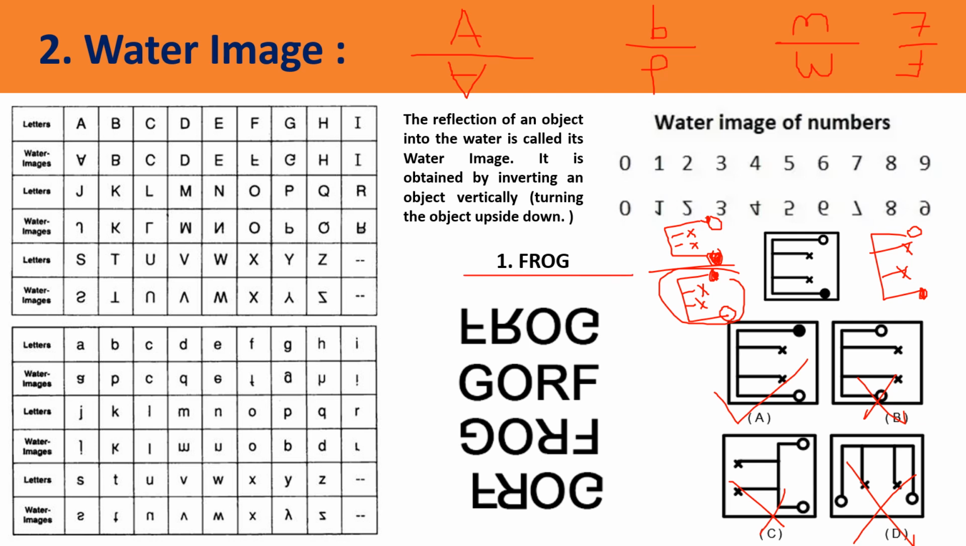Now talking about the frog. How will frog be written in the water image? F will be like that. Your R will be like that. Your O will be like that. And your G will be like that. Let's see if you find anything symmetrical. So A is the answer.